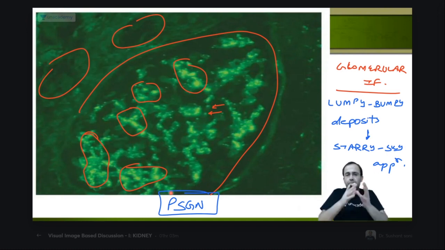Look, here the lumpy, bumpy aggregates were more. Singly scattered deposits were less, lumpy, bumpy aggregates were more. Do not confuse PSGN, the lumpy, bumpy aggregates, from this slide.